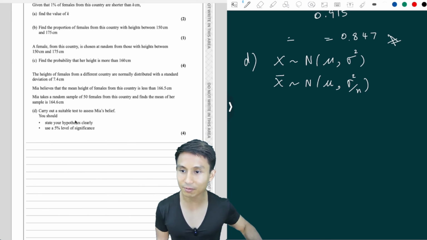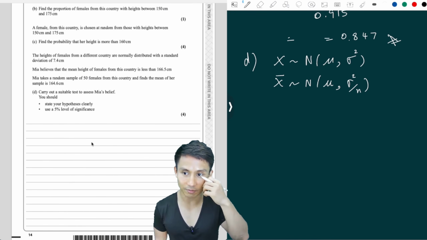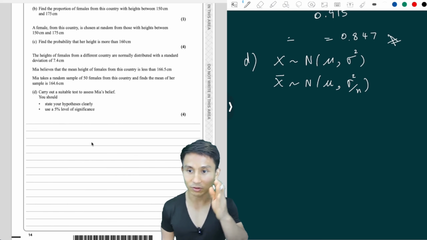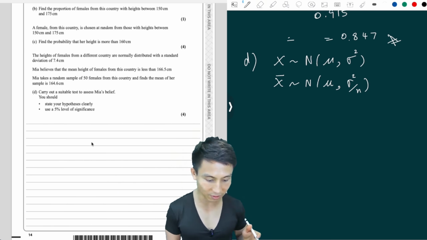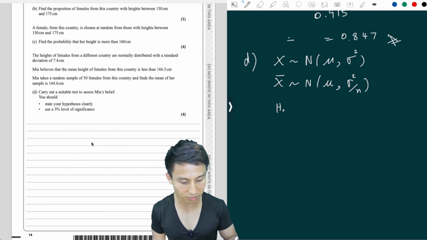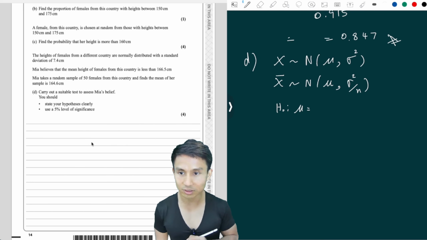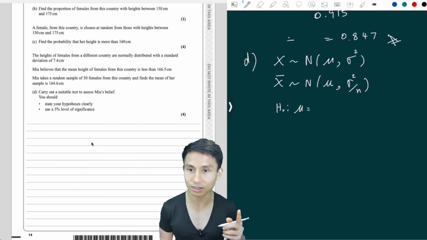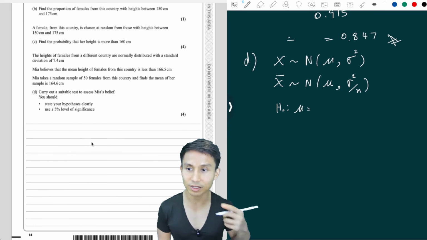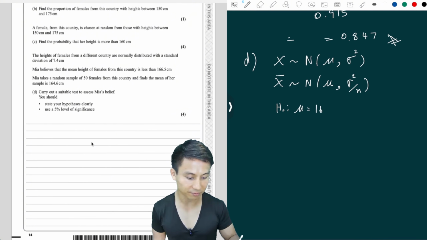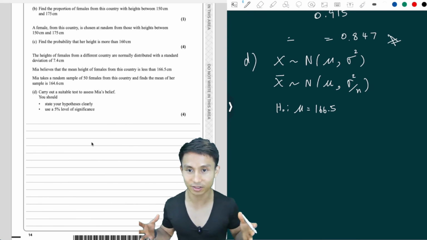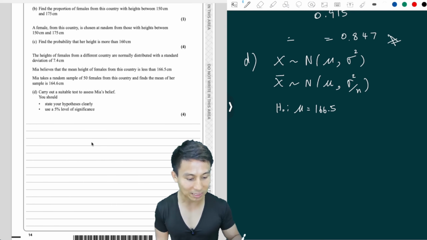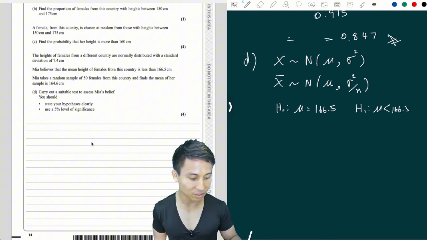All right, so that means if we want to write hypotheses, carry out a suitable test to assess Mia's belief, you should state your hypothesis clearly. Use a 5% significance level. So I'm going to write H naught. It's going to be the mean, still the same value there, because it was the assumption earlier that the mean for the country is 166.5. But Mia believes that it's less than that. So this is a one tail test, and H1 is just mean is less than 166.5.